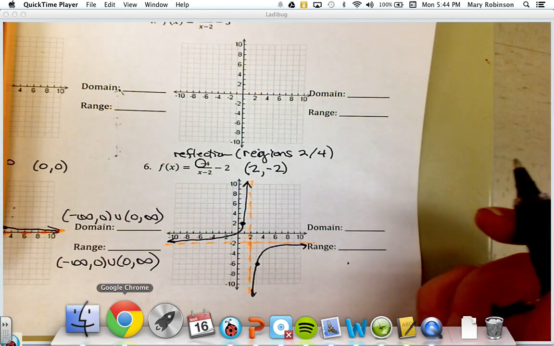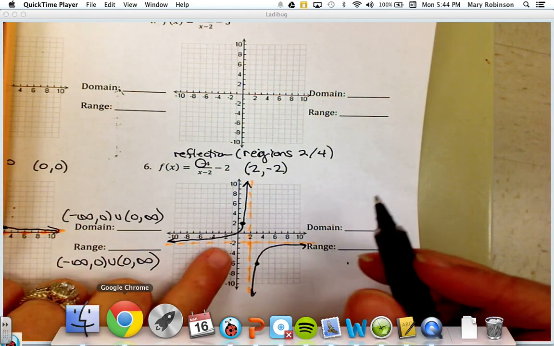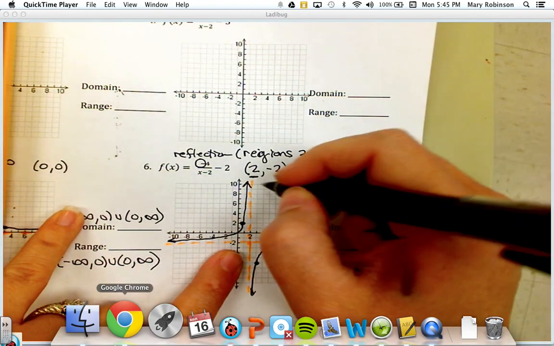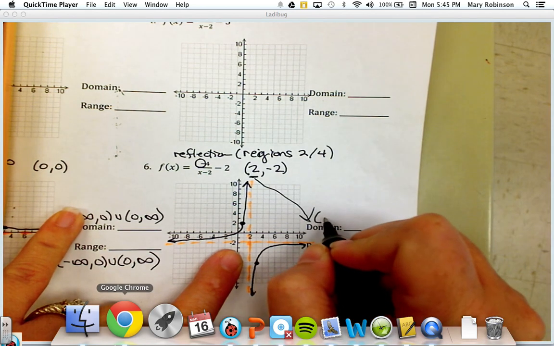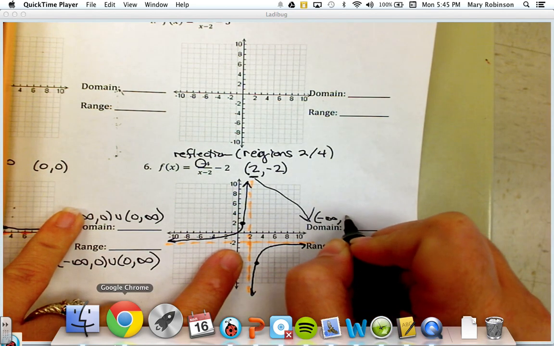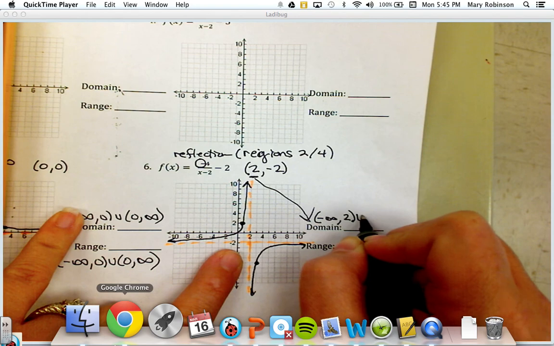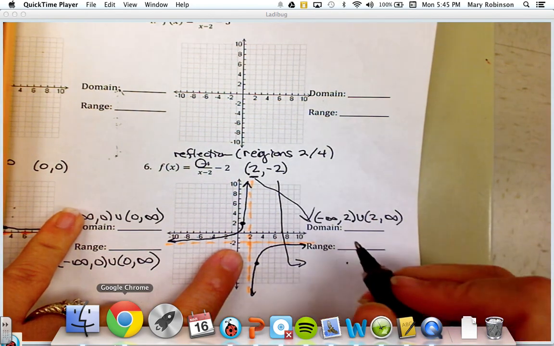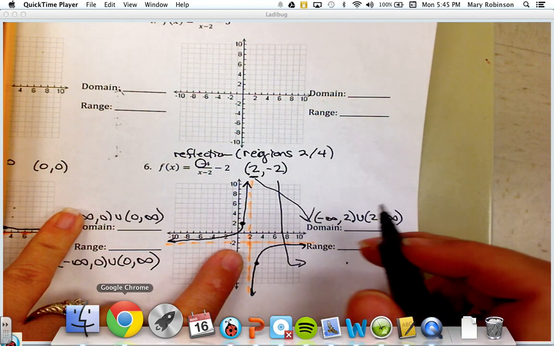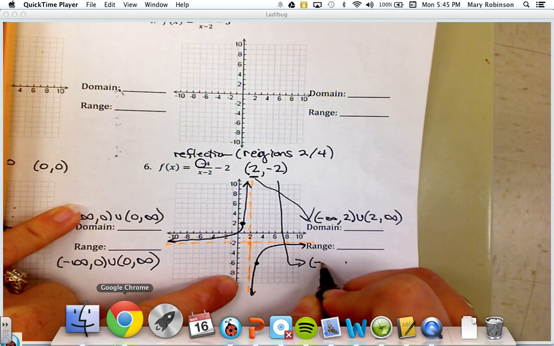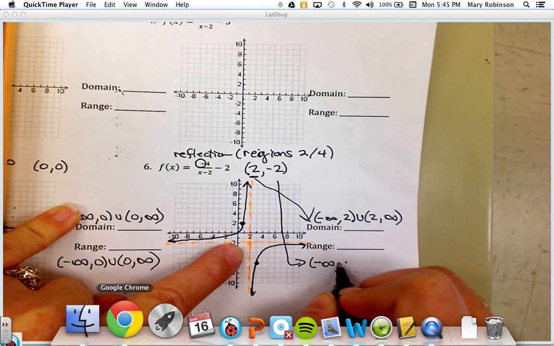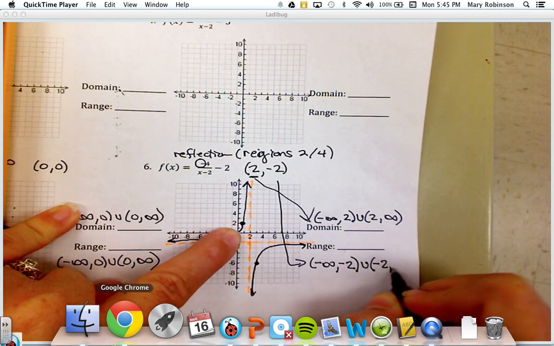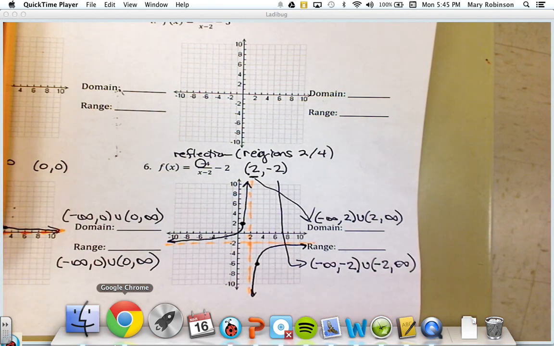Okay? And domain, of course, we're skipping over a value of positive 2. So you can look here at your h to help you out. That means it exists from negative infinity to 2, exclusive, union 2 to infinity. While the range, again, using the k value, exists from negative infinity up to, but not including, negative 2, exclusive, union, pick up after negative 2 and go on to infinity.